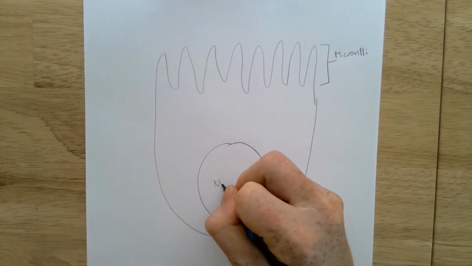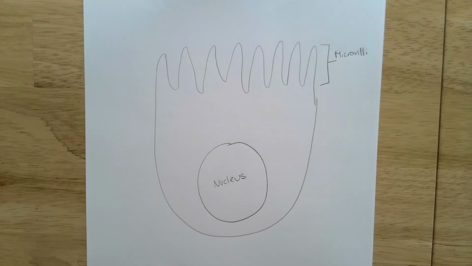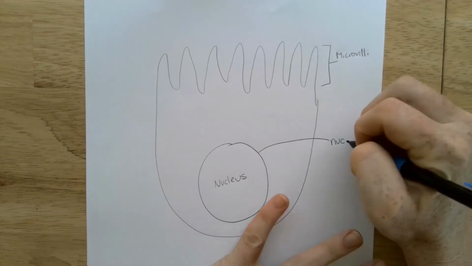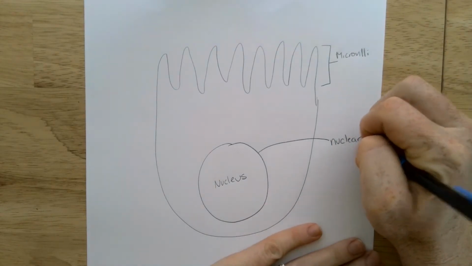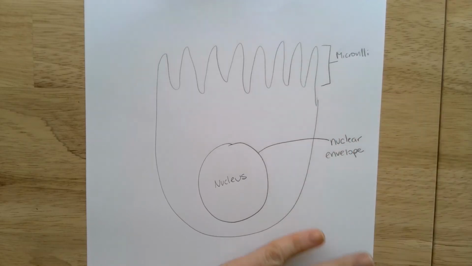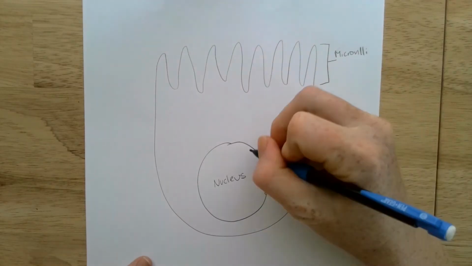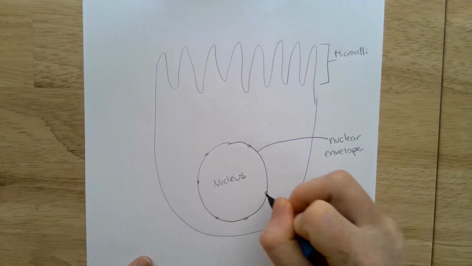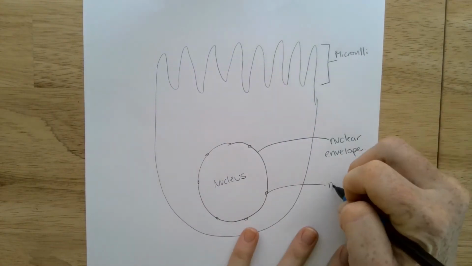So here is the nucleus. The outer boundary for the nucleus is called the nuclear envelope. And the nuclear envelope has little circle holes all through it. Those are called nuclear pores.